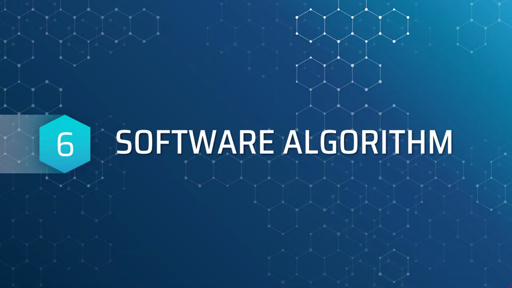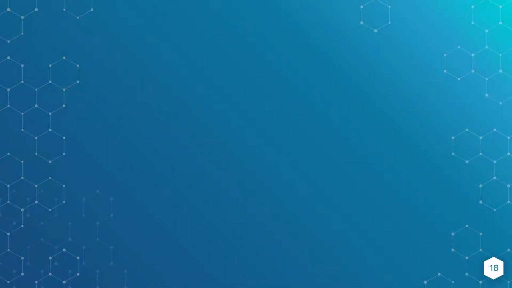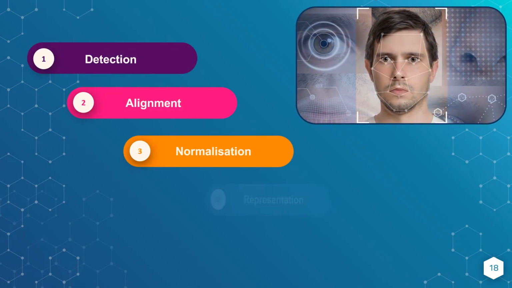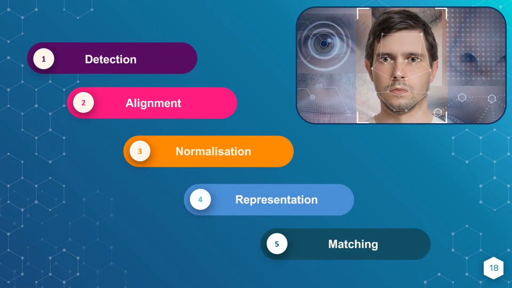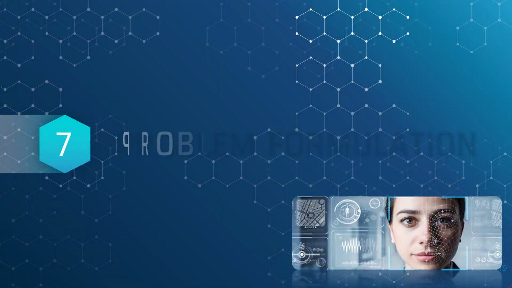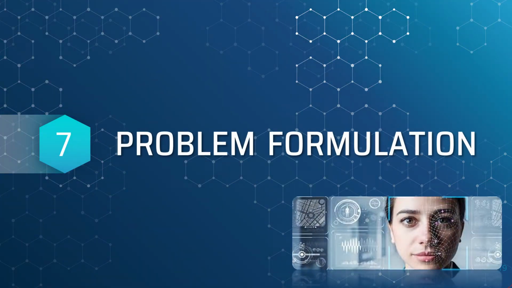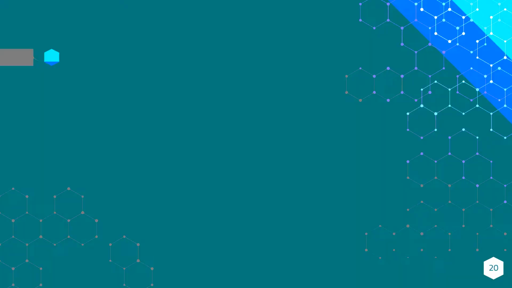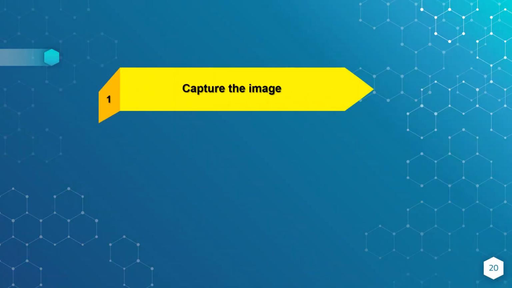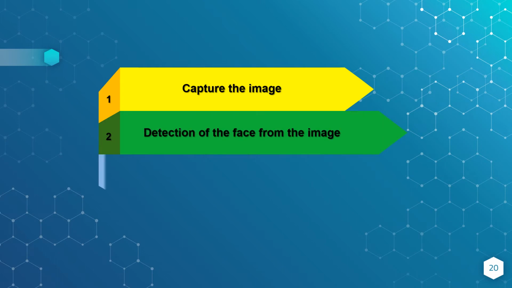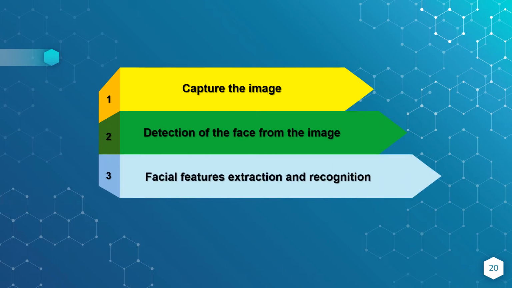Here comes the software algorithm now. First, we will deal with detection of the faces from the images, which will be followed by alignment, normalization, representation, and matching. Moving on to the problem formulation now. The problem formulation comes with the capture of the image or a video, then detection of the face from the image, and finally facial feature extraction and recognition.